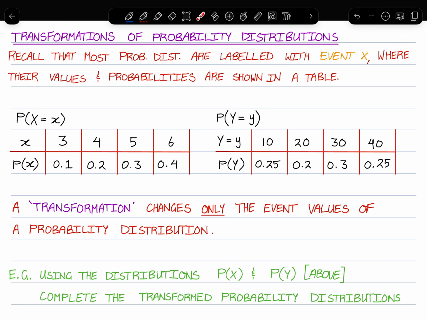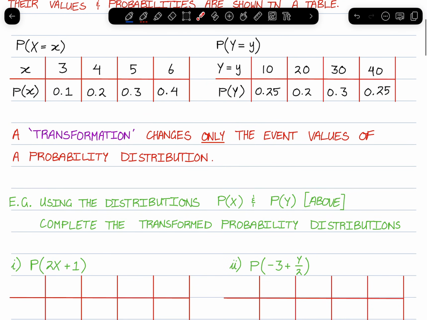Recall that most probability distributions are labeled with event X, where their labels and their probabilities are shown in a table. So the probability of some event X is equal to these numbers X, where X might be shown here, and these are their corresponding probabilities. And you might have event Y equaling these numbers Y, shown here, and their corresponding probabilities. A transformation changes only the event values of a probability distribution.